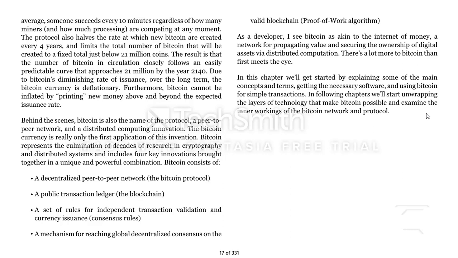The result is that the number of Bitcoin in circulation closely follows an easily predictable curve that approaches 21 million by the year 2140. Due to Bitcoin's diminishing rate of issuance, over the long term, the Bitcoin currency is deflationary. Furthermore, Bitcoin cannot be inflated by printing new money above and beyond the expected issuance rate.